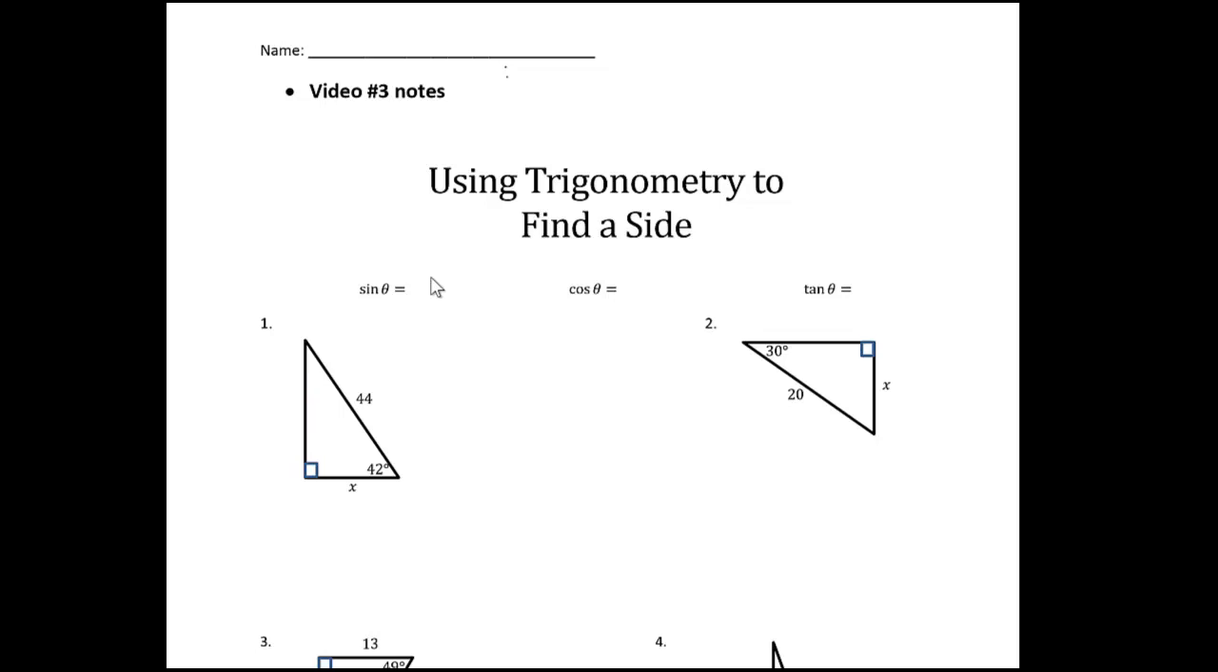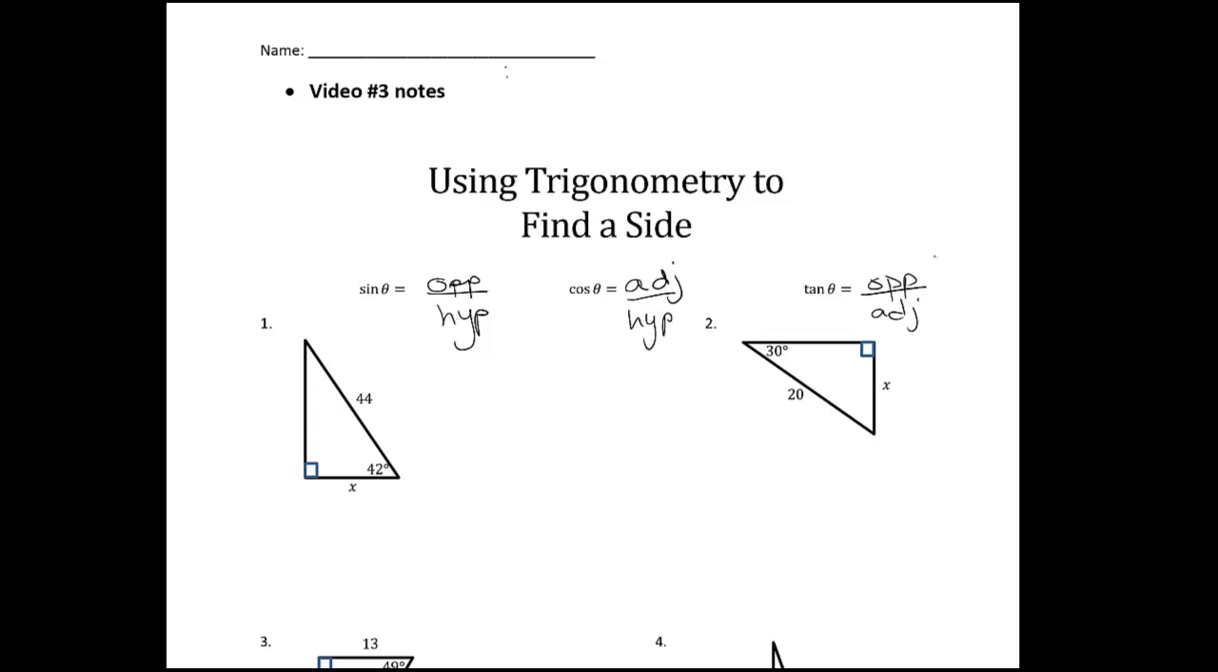Okay, for this video, we're going to try to find a side using trigonometry. We still need the same ratios. Sine is opposite over hypotenuse. Cosine is adjacent over hypotenuse. And tan is opposite over adjacent.